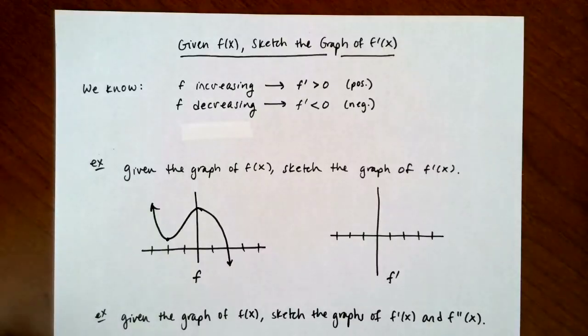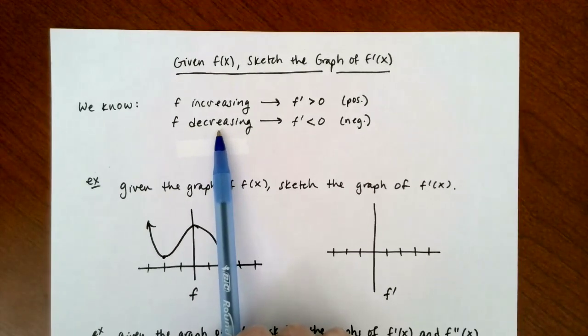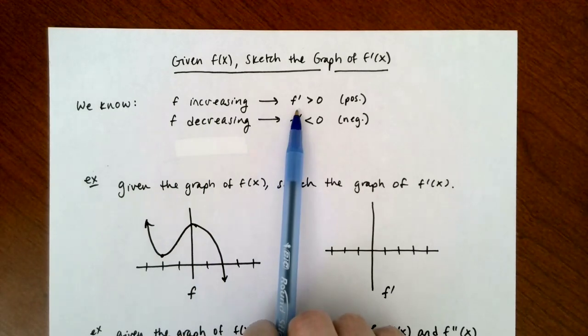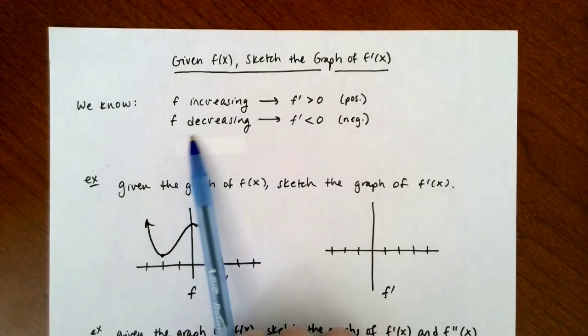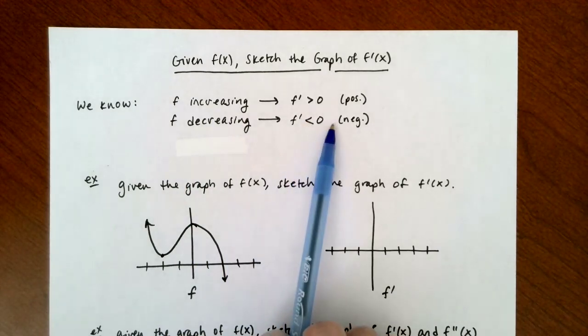Let's talk about sketching the graph of a derivative. All the sketching that we do in this video will be mostly based on the information you can see at the top of the page here. If the original function f is increasing, then its derivative is positive. And if the original function is decreasing, then its derivative is negative.